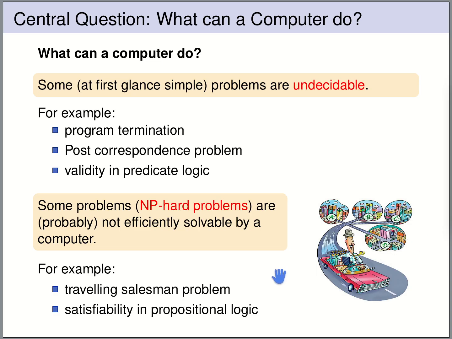Two well-known problems in this class of NP-complete problems are the traveling salesman problem and satisfiability in propositional logic. The traveling salesman problem takes as input a number of cities, and we have distances between all the cities. And now the question is, find the most efficient route to travel to all of the cities. In principle, you can try all possible routes, so this problem can be solved, but there is no efficient solution for this problem known at the moment.